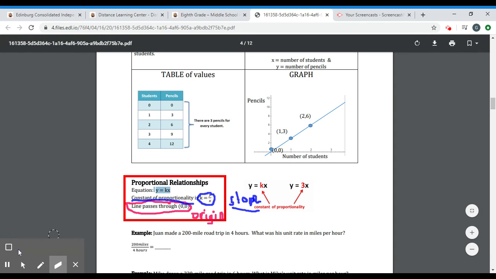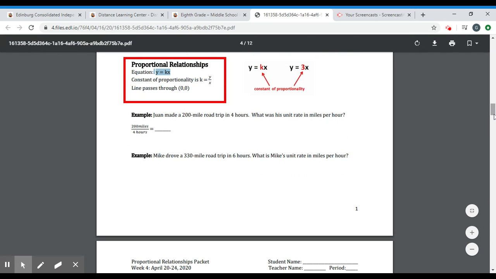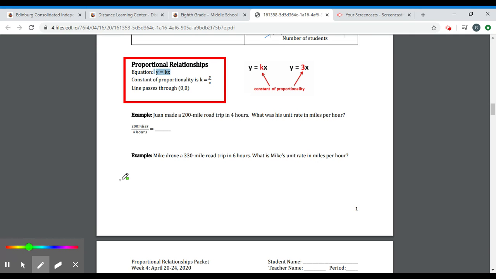Let me clear this. Okay, let's move down a little bit. So here's an example. Juan made a 200-mile road trip in 4 hours. What was his unit rate in miles per hour? So what are they asking us? They want to know the unit rate. That right there is going to be my clue word when it comes to my word problem.